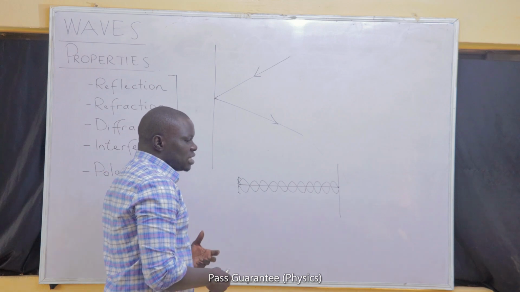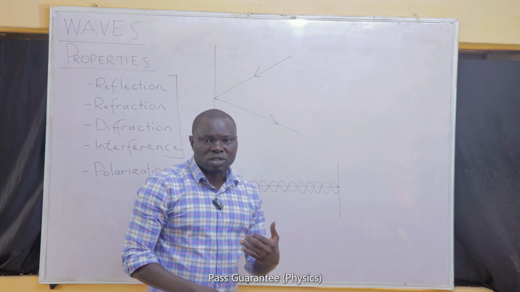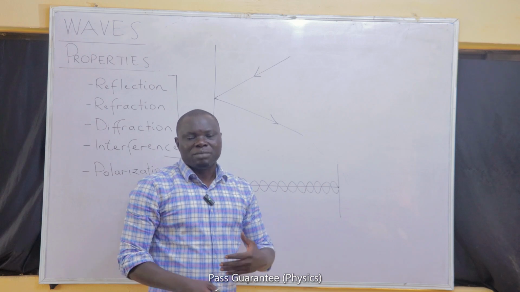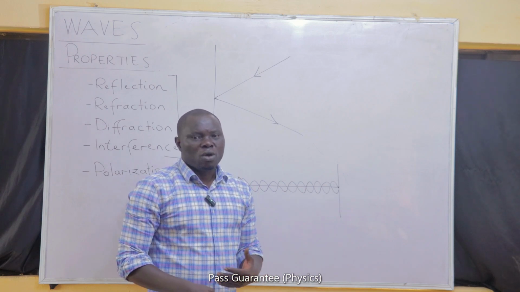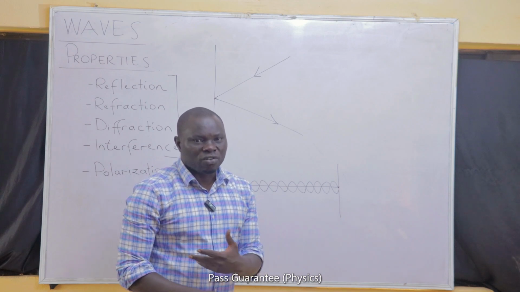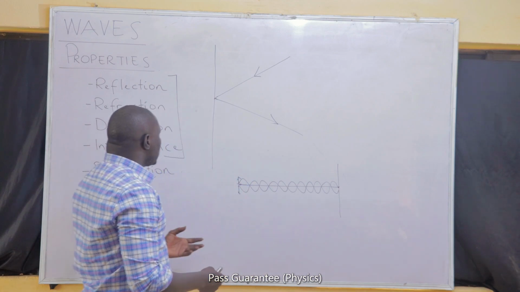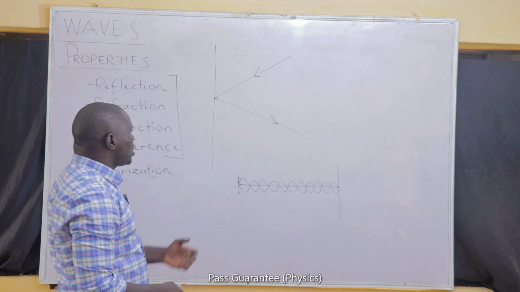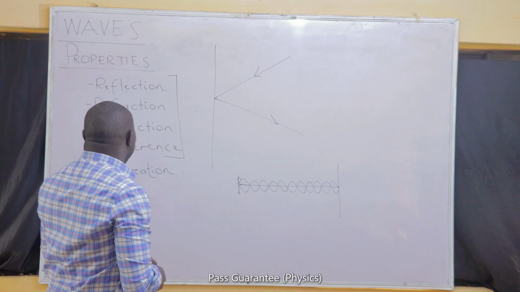All waves can be reflected. When sound is reflected, it produces what is called an echo. So if you speak to a wall and you are able to hear what you said back, that means the sound has been reflected. Reflected sound is called echo. When there is multiple reflection, that is when we call it reverberation. We are going to see that when we get to sound. So all waves can be reflected. There are laws that govern reflection. We are going to see it properly when we get to light.